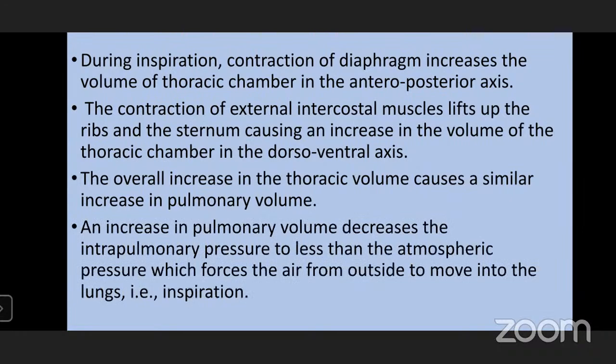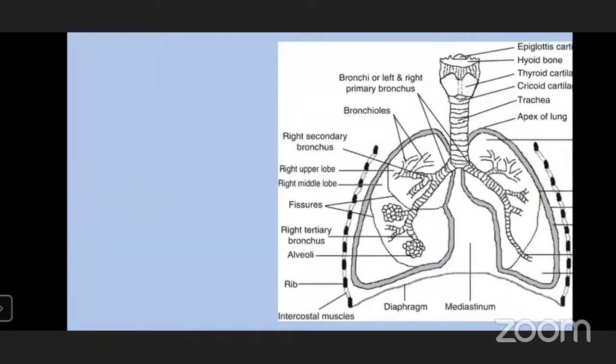And because of this increase in the volume, it decreases the intrapulmonary pressure. Okay, so intrapulmonary pressure, that is pressure in the lungs, is decreased due to increase in the thoracic volume, and which forces the atmospheric air from outside to move inside the lungs. Okay.